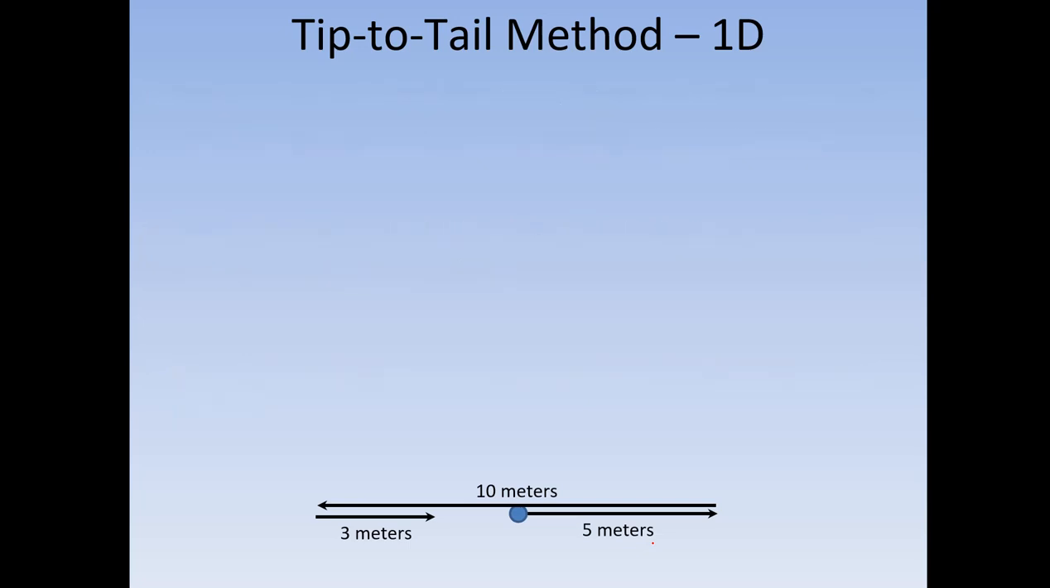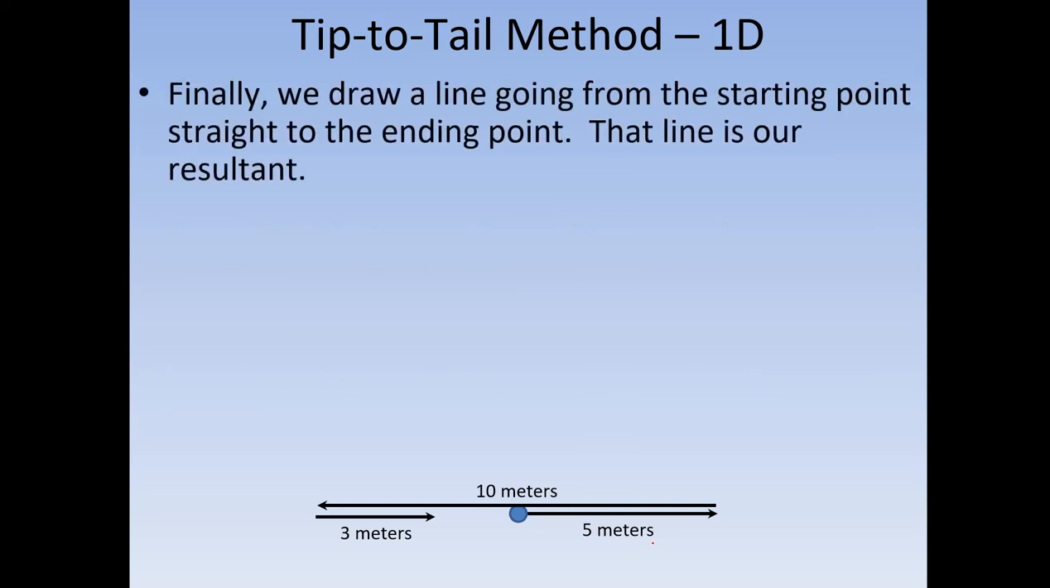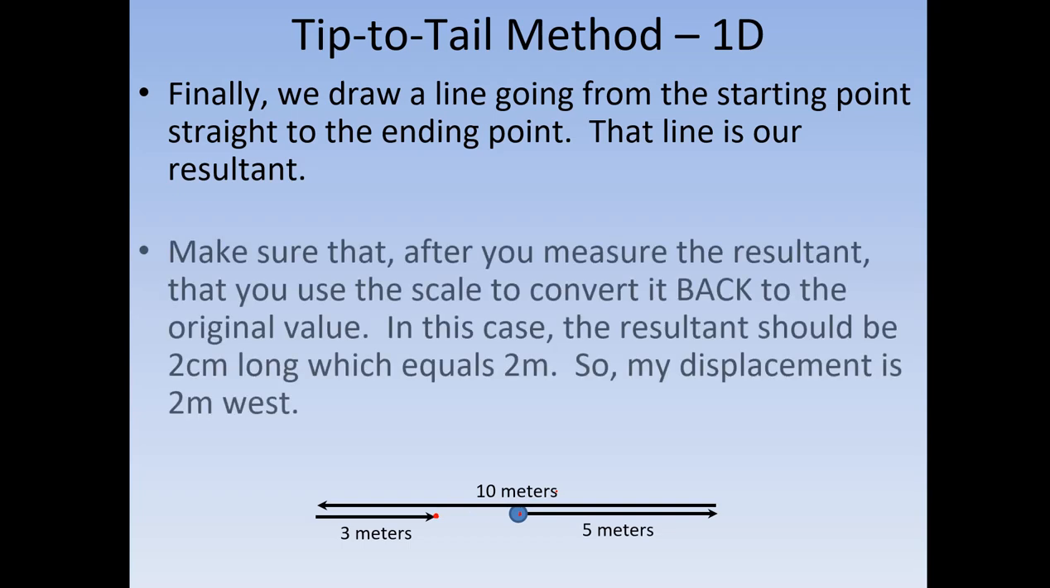From here, that's our vector diagram. Now what we can do is we could draw a line going from the starting point, which is right here, to the ending point, and that will end up being our resultant. So we draw an arrow going to the final, not making a full loop. We go to the final location. Again, making sure to put that proper arrowhead.